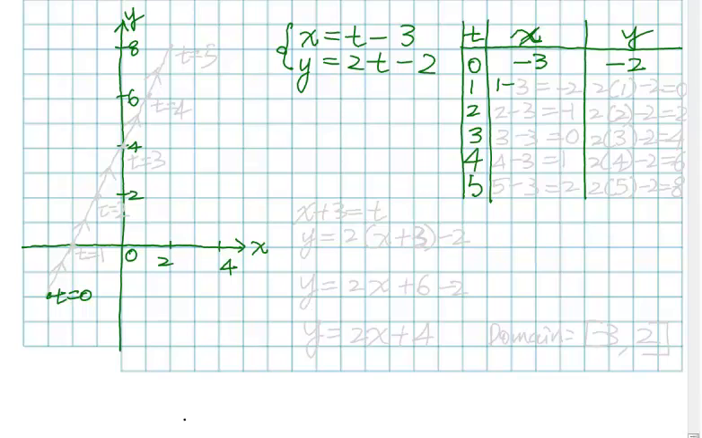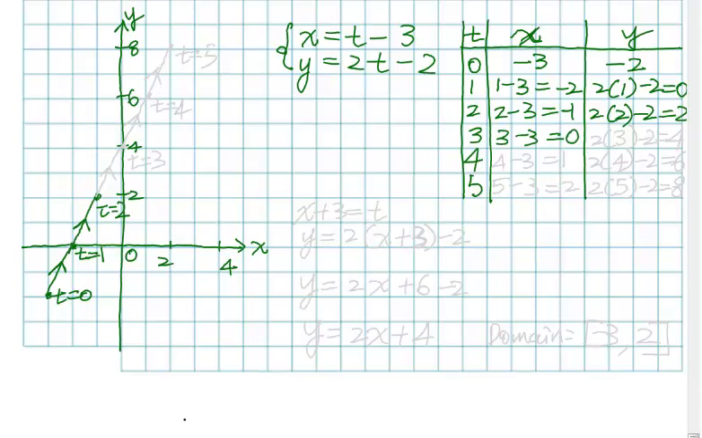When t equals 1, x equals 1 minus 3 equals -2 and y equals 2 times 1 minus 2, which is 2 minus 2, and it is 0. When t equals 2, x equals 2 minus 3, which is -1, and y equals 2 times 2 minus 2, which is 4 minus 2, which is 2.